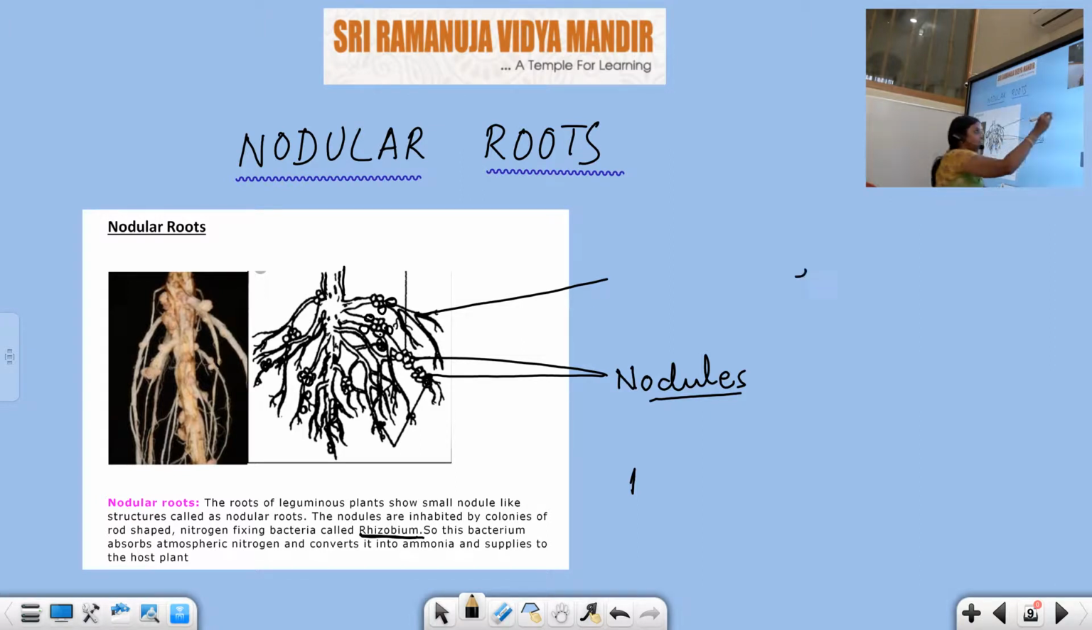So an example of this is Arachis hypogaea, which is groundnut. The botanical name is Arachis hypogaea.